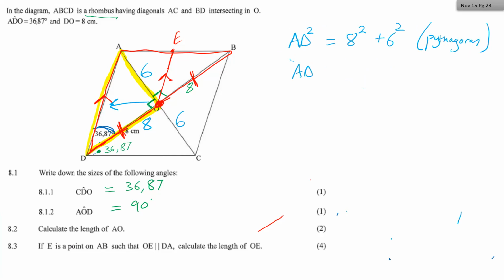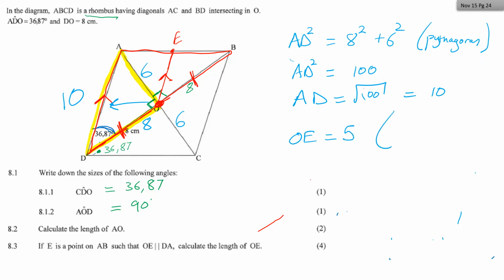And then you can take your calculators out. 8 squared plus 6 squared on a calculator should give you 64 and 36, 100. AD is the square root of 100, giving you 10. So we got 10 there. Now, to find OE, that'll actually be 5. And what we're using is not the midpoint theorem, it's the converse of the midpoint theorem. So you can put converse midpoint theorem.